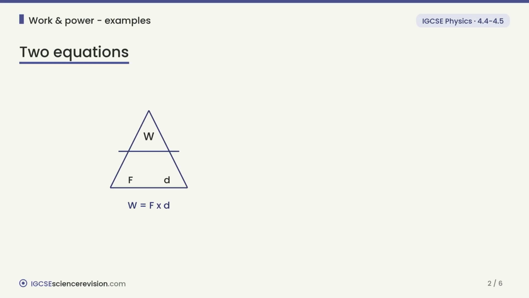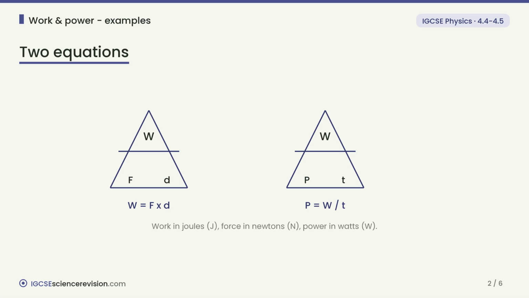Two equations here. Work equals force times distance, W, F, D. And power equals work divided by time. So this triangle has W on top, P and T underneath. Keep the units straight. Work in joules, force in newtons, distance in meters, and power in watts.